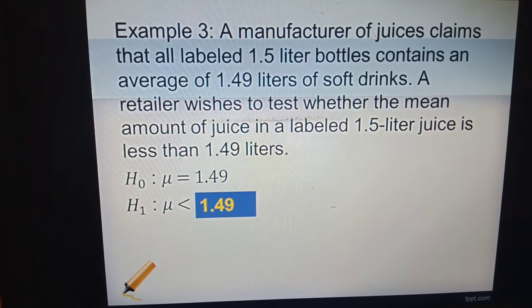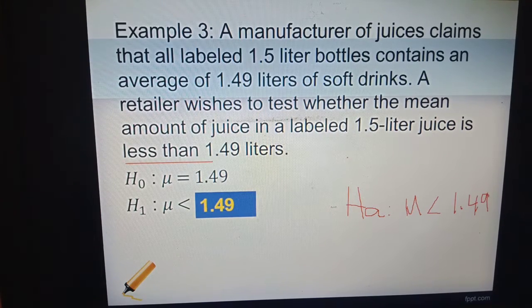So, a manufacturer of juice claims that all labeled 1.5 liter bottles contain an average of 1.49 liters of soft drinks. A retailer wishes to test whether the mean amount of juice in labeled 1.5 liter juice is less than. Pagka may nakita kayong word na less than, so agad-agad maisip nyo yung nasa alternative hypothesis. So, mean is less than that 1.49.